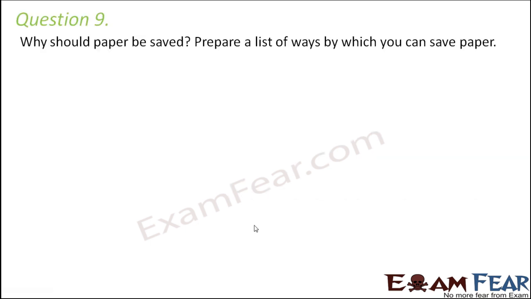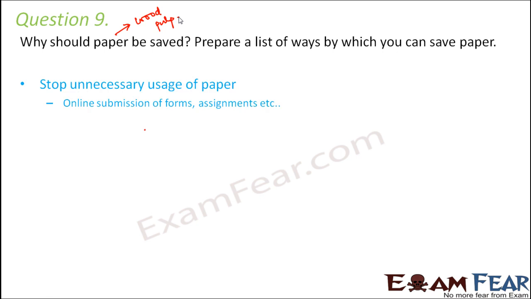Question number 9. Why should paper be saved? Prepare a list of ways by which you can save paper. Now let us see, how do we get paper? How is paper manufactured? The raw material used for manufacturing paper in factories is wood pulp. So the more paper you want to manufacture, the more wood pulp you will need. To get more wood pulp, you need more trees, so you will end up cutting more and more trees. So it is very important that we use paper judiciously so that we have to cut fewer trees.